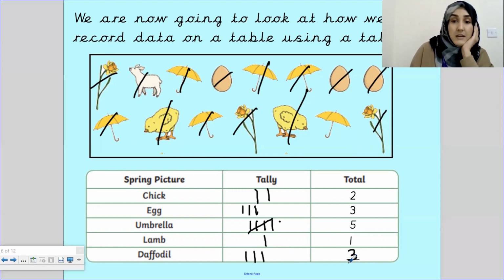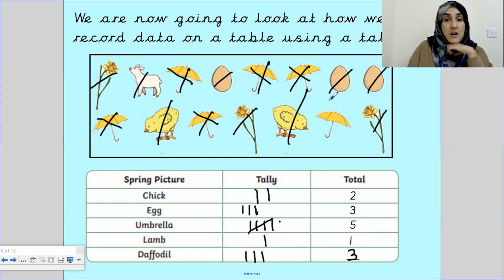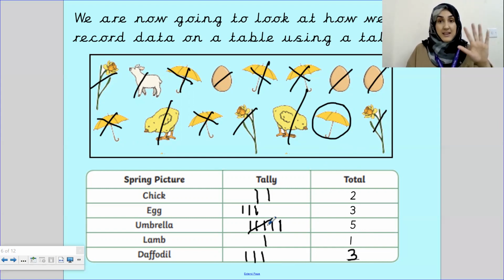Hang on a minute. 1 minute, Morris class. Here, there's 1 umbrella that's not crossed off. So what are we going to do now? This total is wrong. That's why we need to double check all the time. Now, there was 1, 2, 3, 4, 5. But there's one more. That's number 6. Well done. So I had 5 and then I added one more and that's 6 altogether. So this needs to change to number 6. That's why we're double checking and counting.